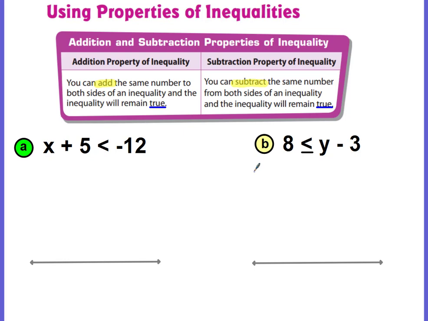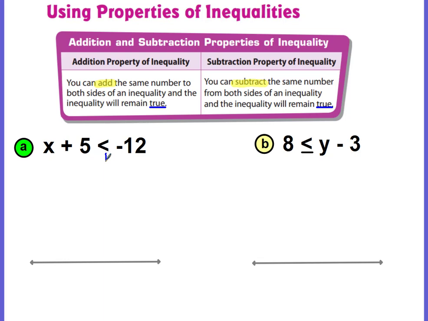Okay, let's talk about the properties of inequalities. The addition and subtraction properties of inequality say that you can add or subtract the same number to both sides of an inequality, and the inequality will remain true. It's kind of like keeping our scale in balance. If you added one number to the left side and added the same number to the right side, your scale was still in balance. Well, these are the properties for the inequalities. So let's do some examples.